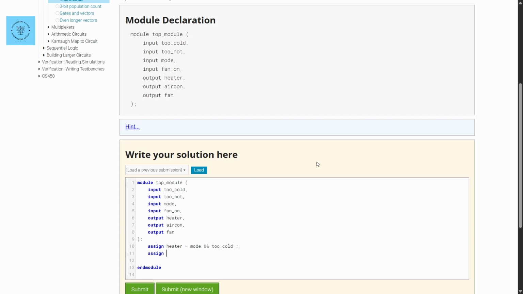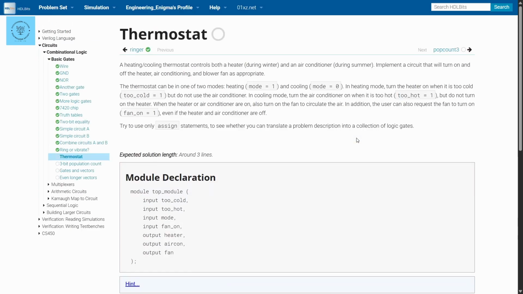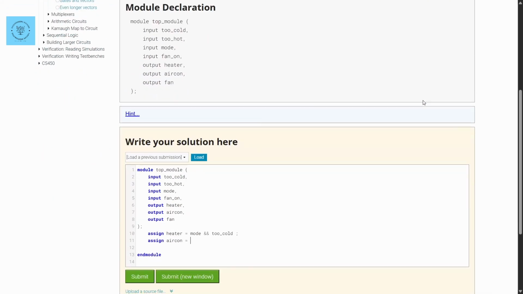So similarly, assign air conditioner. When will the air conditioner be on? When mode equal to 0 and too hot equal to 1. So not of mode and too hot.